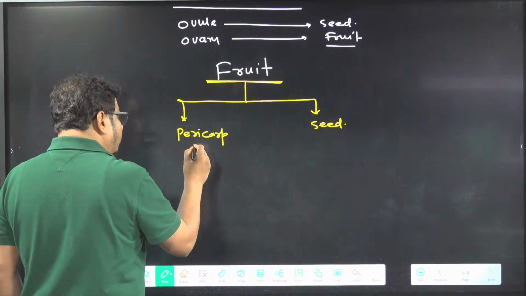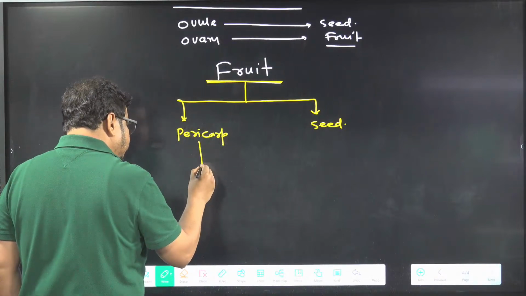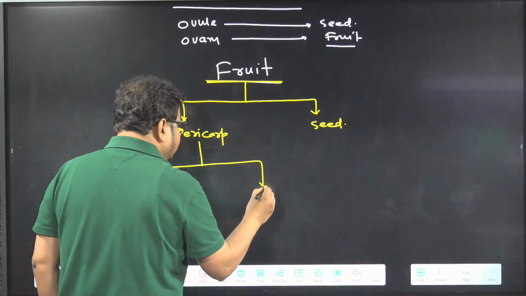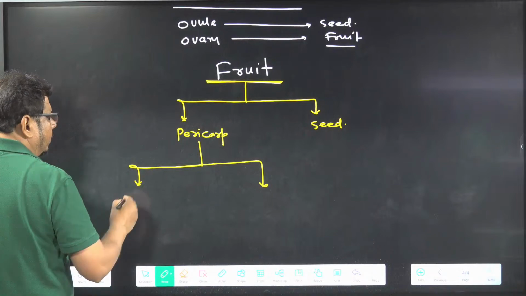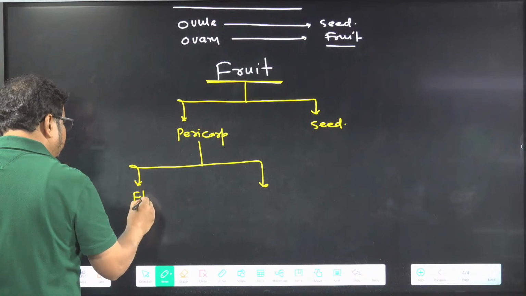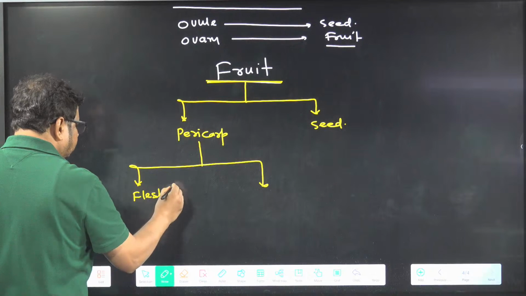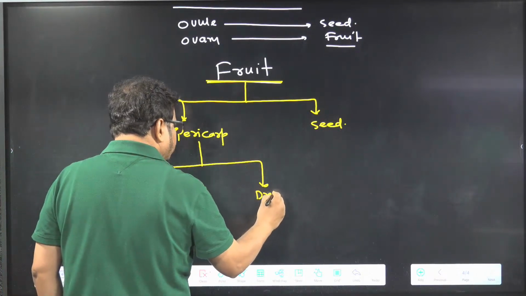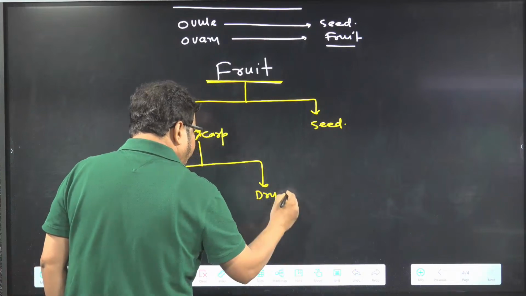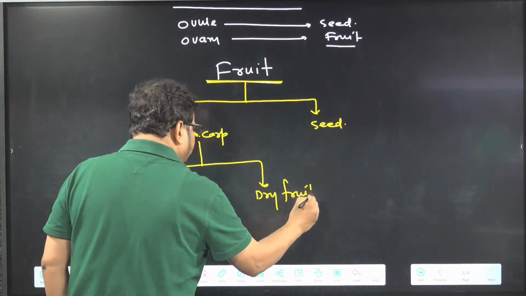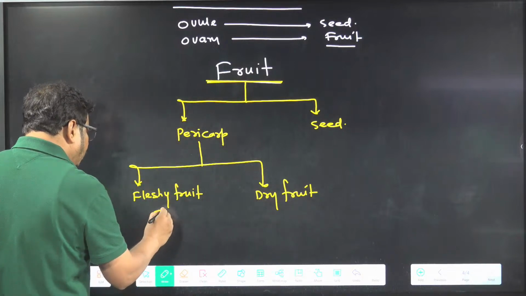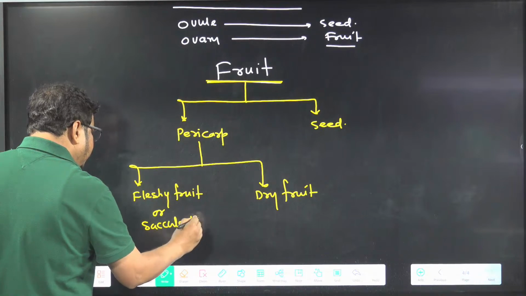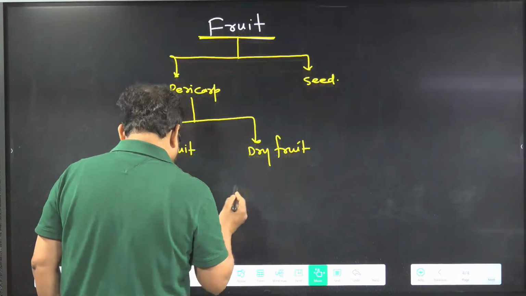So if we talk based on whether the pericarp is differentiated or undifferentiated, there are two types of fruit. One is fleshy fruit and another one is dry fruit. When we say a fleshy fruit, it is also called succulent fruit. That word is not written in NCERT. I am simply giving you a word, not more than that. Succulent.